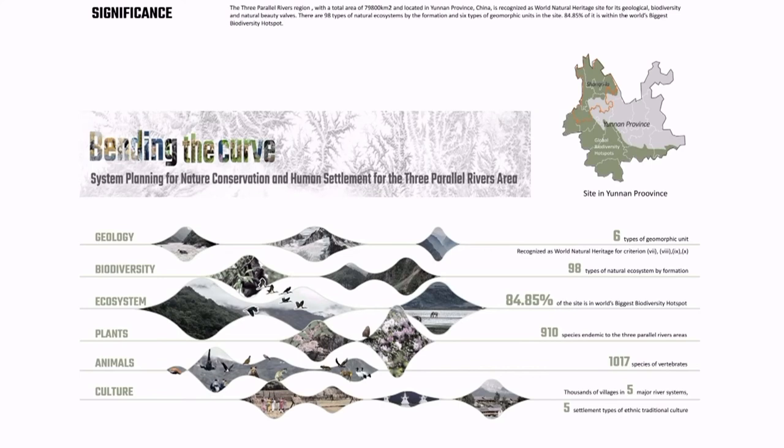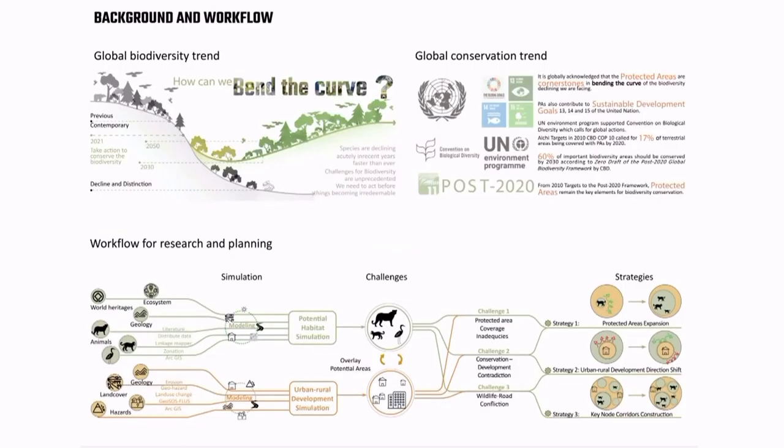This area has 20% of China's higher plant species, and more than 84% of this site is in the world's biggest biodiversity hotspot. So from the diagrams, you can see the rich biodiversity and cultural diversity in this area. From the background research, we find that we need to find a way to prevent the curve of biodiversity from declining, and maybe even we have to bend the curve to recover. So in this study, we try to answer the question: how can we bend the curve?